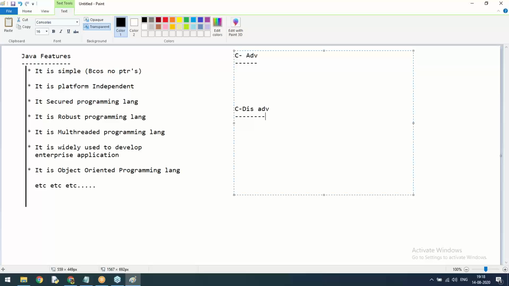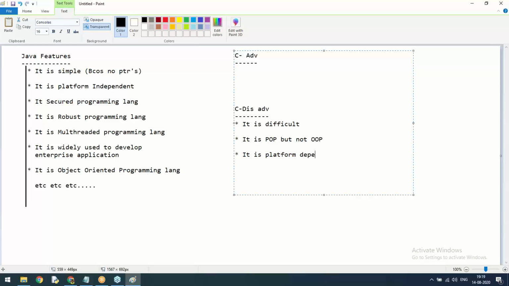Who will tell the disadvantages of C? Many are there, sir. It is difficult. Next, it is procedure oriented programming language, but not OOP, object oriented. Correct. It is platform dependent.